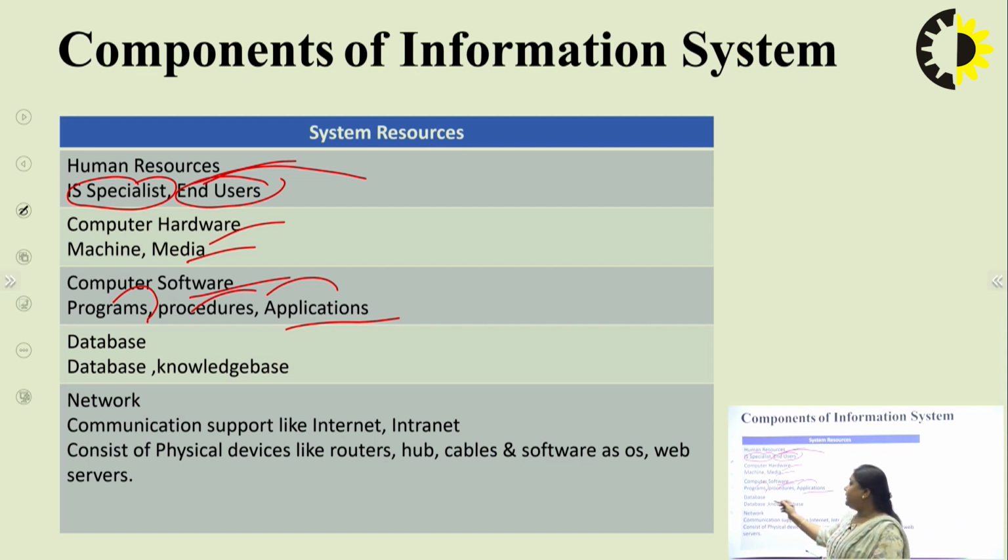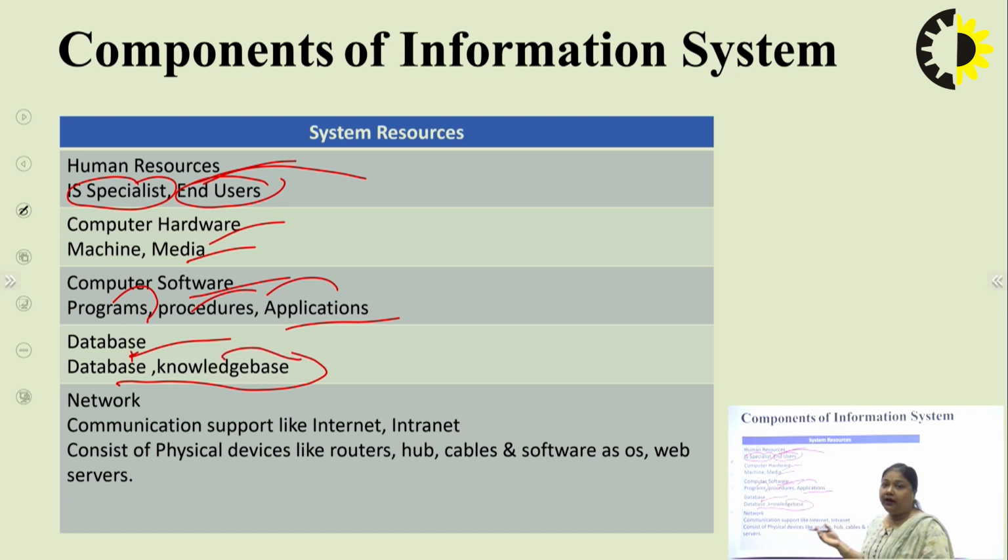Now next one is database. What is database? We have already seen in our information system model that raw data that we stored for future perspective is stored in some database. So we can store our raw data into database for future references. Okay. Now next one is network. Network means communication support like internet, intranet.